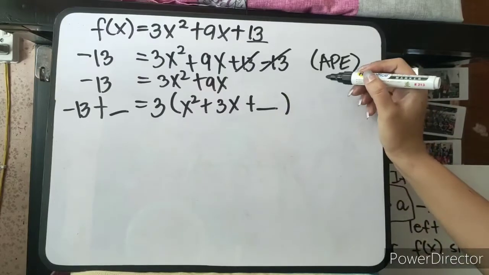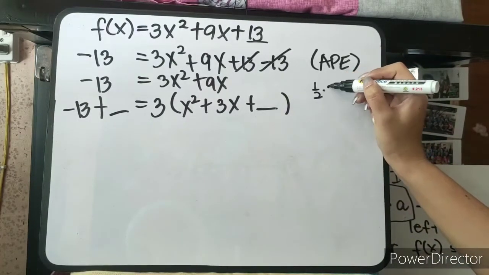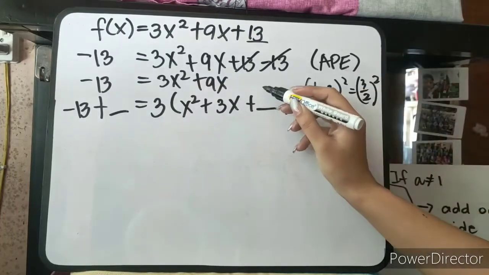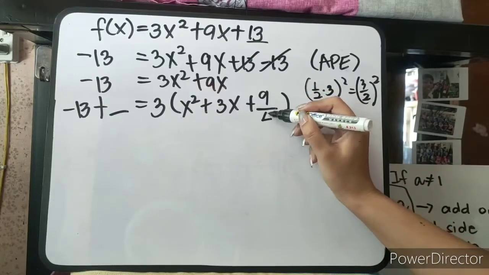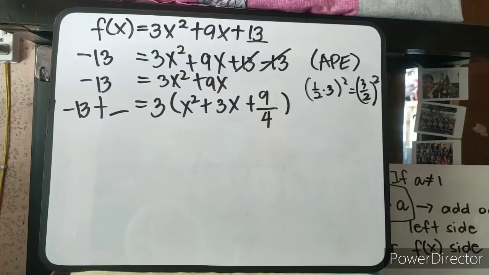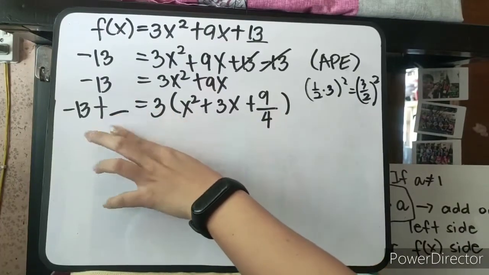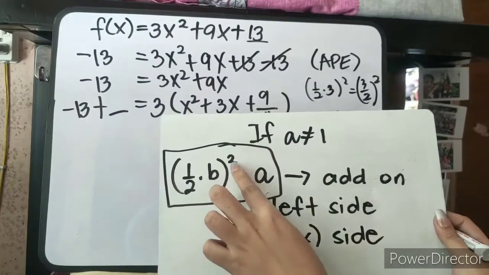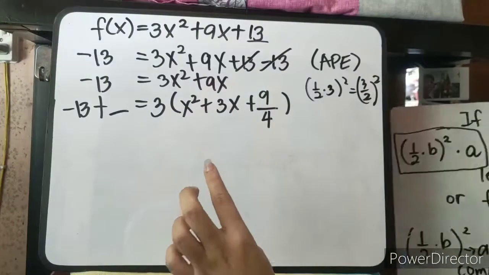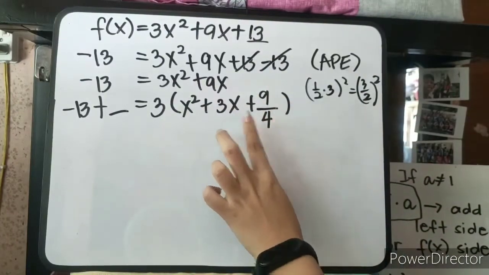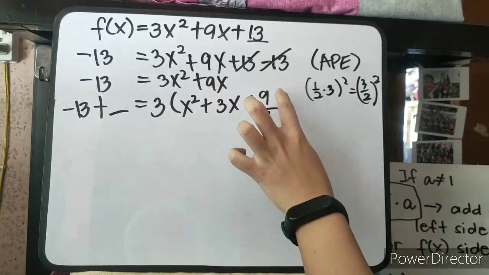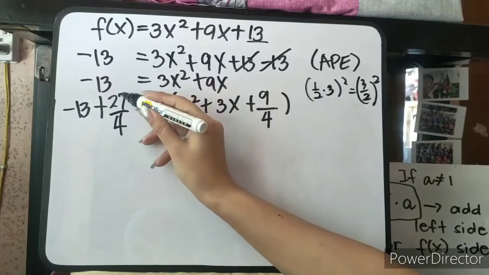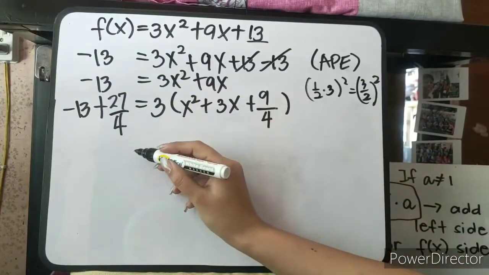Kunin muna natin yung 1/2 times 3 and then squared. So, that is 3 over 2. Pag in-square natin yan, dito ko na po isusulat, that is 9 over 4. At dahil nga po may a tayo, yung i-add natin dito, ito nga po ulit po yung formula, yung half of our b, square natin, ito times natin dun sa a. So, ito yung in-add natin dito, diba? I-times natin sa 3. So, 3 times 9 is 27 over 4. At hindi naman na ito masisimplify, kaya 27 over 4 na yan.